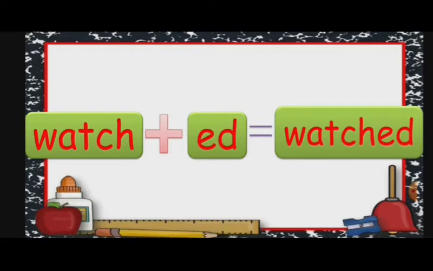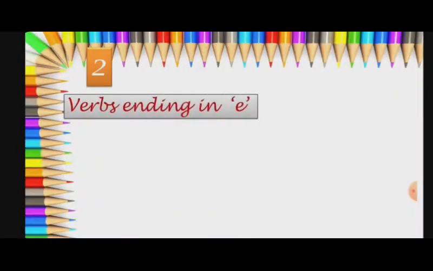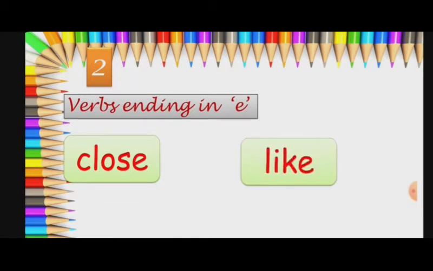Now, coming to the second rule. Here, there are few verbs which end in E. For example, close and like. Do you think we can add ed to such words and make them past tense?